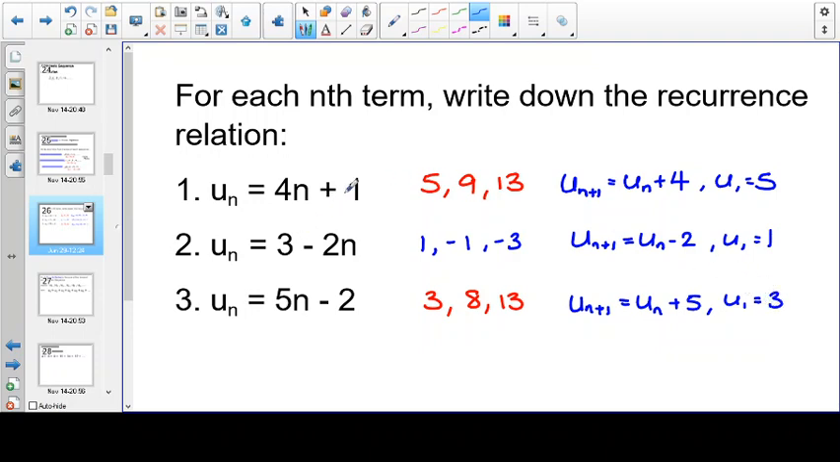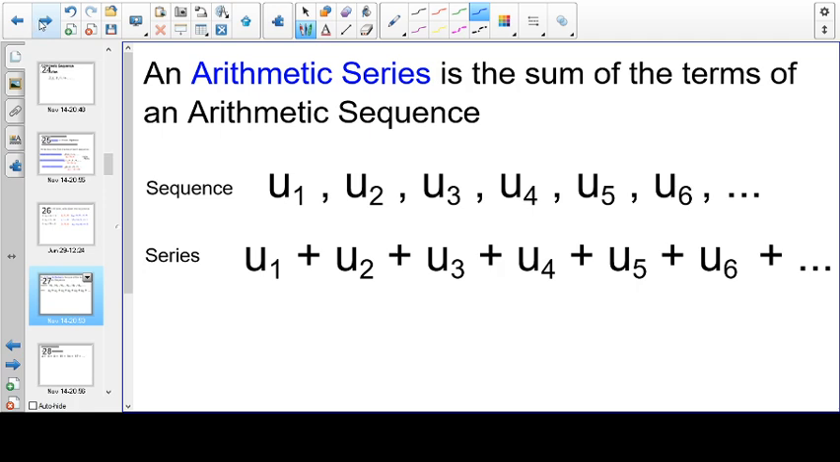Okay, so we can bounce from the recurrence relation, the term-to-term rule, to the nth term, and then back again via the sequence. Okay, so when you're using these, it's always useful to be able to see the sequence, and then you know what you're playing with. Now all these arithmetic sequences have things in common which we're going to look at.